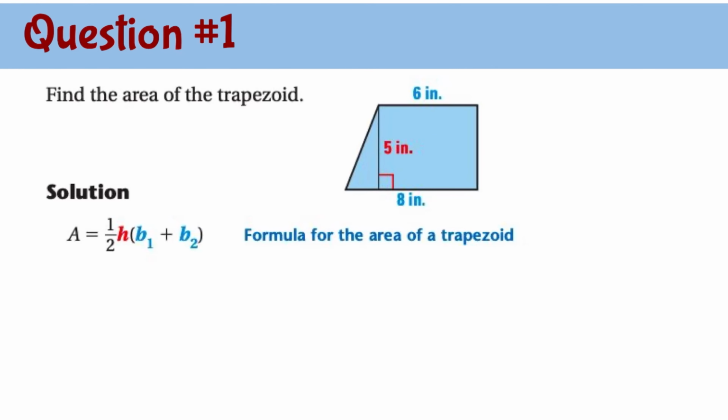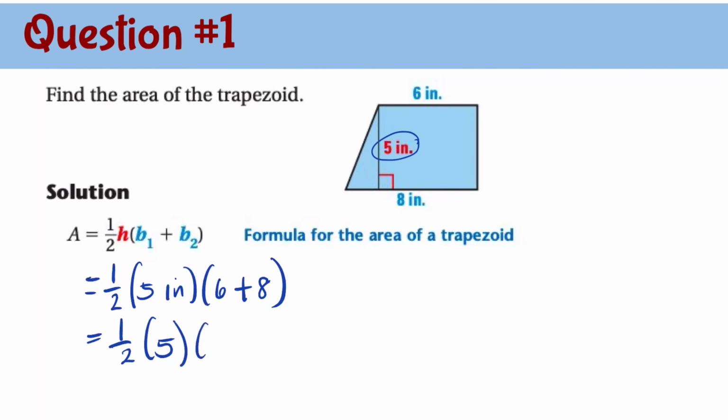Question number 1. Find the area of the trapezoid. So the formula for the area of a trapezoid is 1/2 h times the quantity base 1 plus base 2. In this figure, we know that the trapezoid has a height of 5 and 6 and 8 are the bases because these are the two parallel sides. So we can plug in now the given. So we have 1/2 times the height, which is 5 inches, base 6, and 8.